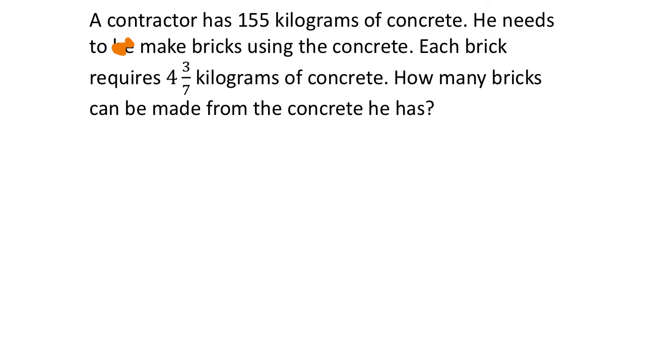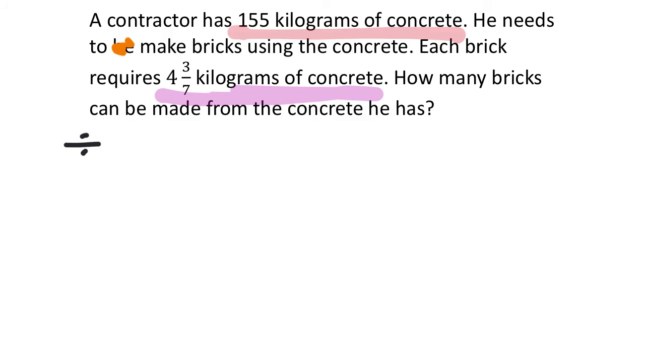All right. So on this one, we'll notice a couple things, and that's we got this 155 kilograms of concrete. It's going to be split into bricks that are 4 3/7 kilograms, and that's how much concrete is needed to make a brick, apparently. So we know we're splitting up that 155 kilograms into equal 4 3/7 size pieces. So yeah, we're going to need to divide on this one. That's important to know that we are using division on this one, okay?